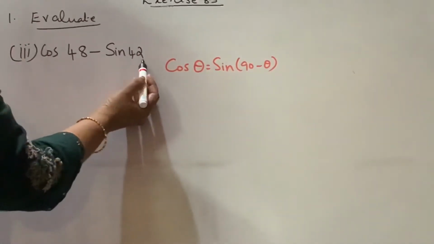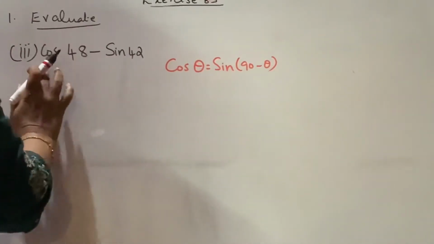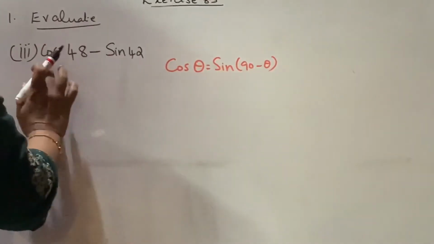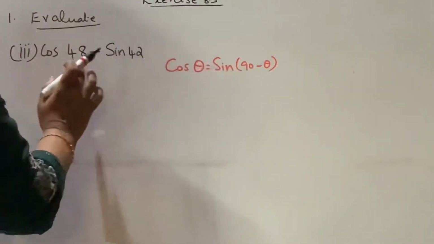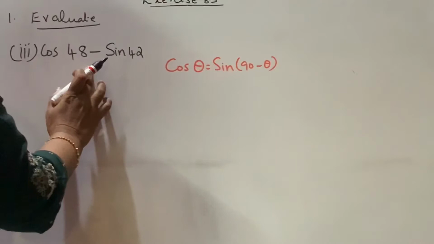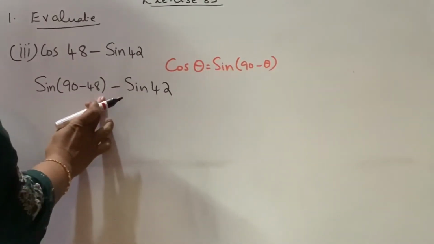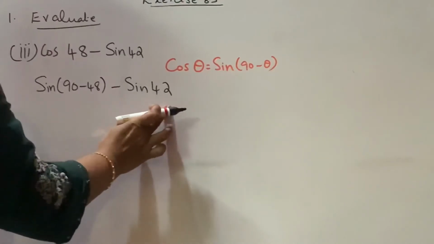48 and 42 are complementary angles. Change any one ratio here. Cos 48, cos theta is equal to sin of 90 minus theta. So here you can write sin of 90 minus 48. 90 minus 48 is 42. That is sin 42 minus sin 42. That is 0.